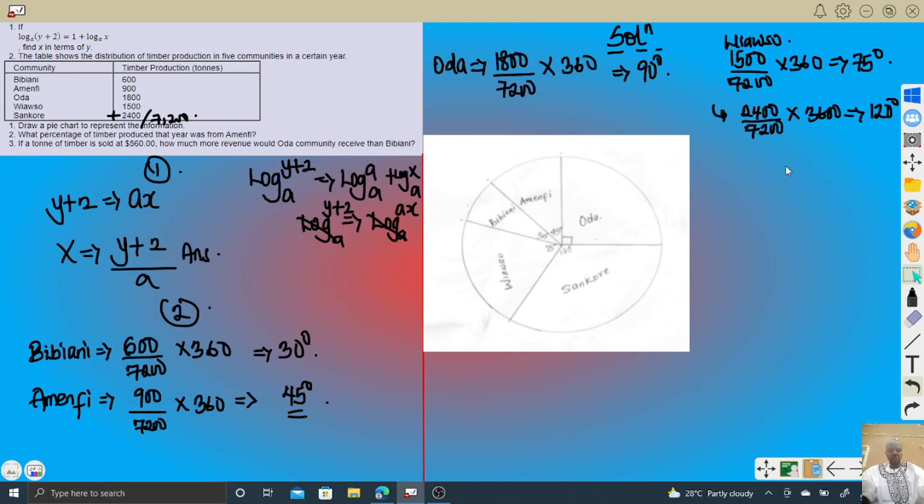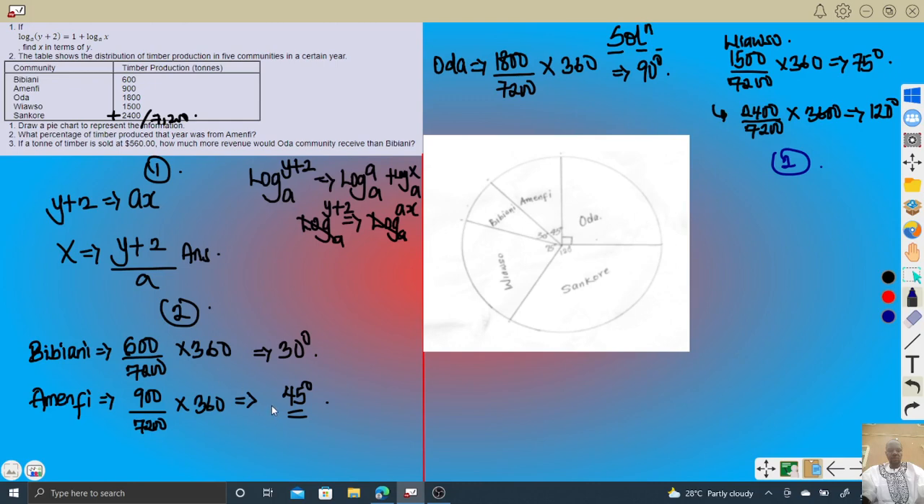So the second question, which I'll do by the side, says, what percentage of timber produced that year was from Amenfi? Percentage is in terms of 100. Where is Amenfi? Amenfi is 45.